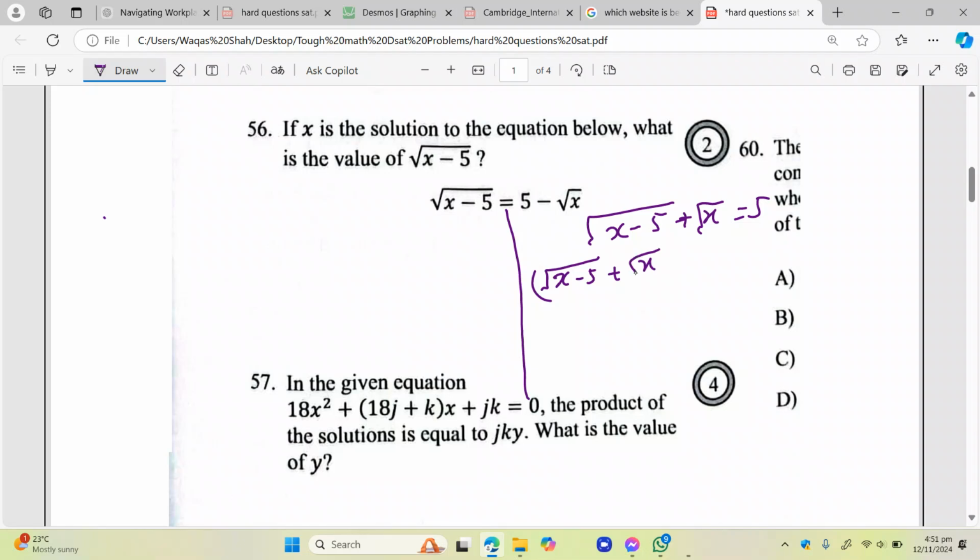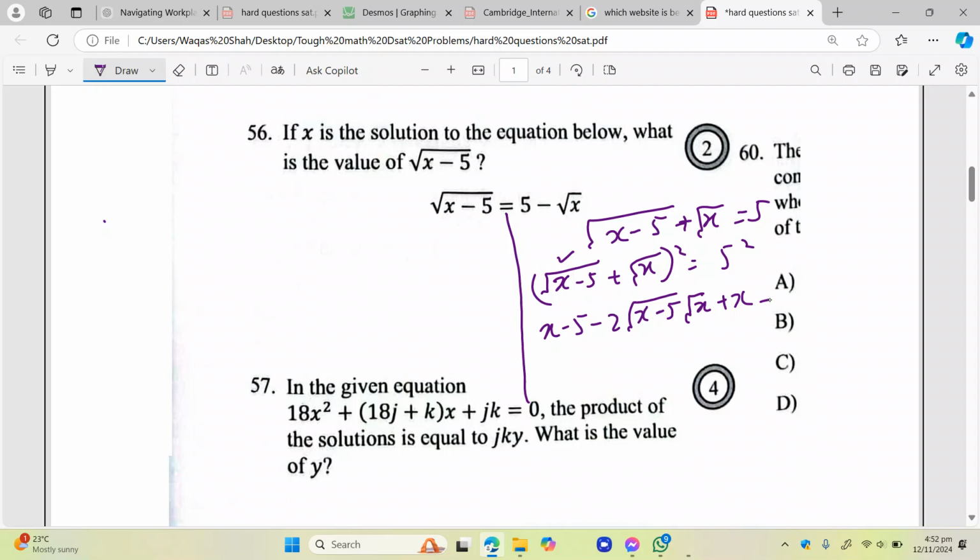So it will be square root of x minus 5 plus square root of x, whole square, is equal to 5 square, right? So using the formula a square plus 2ab plus b square, the square will vanish with the square root, right? So it will be x minus 5 plus 2, a is x minus 5, and b is square root of x, and they are in multiplication, and plus b square means the square root will finish with the square, right? So it will be x, and 25 on this side, right? Now you can see that you can combine x with x, so it will be 2x, right?